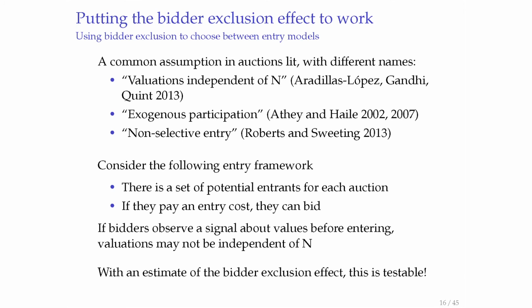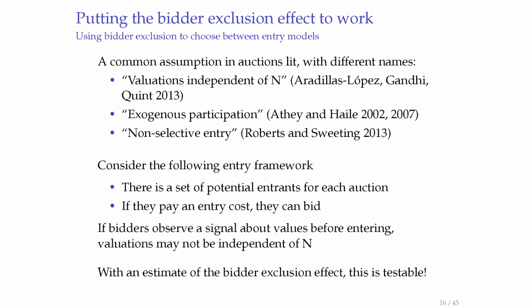So now that I've shown you it's possible to estimate it, I'll show you some examples of why you'd care. There's this common assumption in the auctions literature. This is just going through the 3 examples I gave at the beginning in more detail. It has different names, but these are all essentially the same thing. Ardiaz, Lopez, Gandhi, and Quint call it valuations are independent of n. Athey and Hale call it exogenous participation.